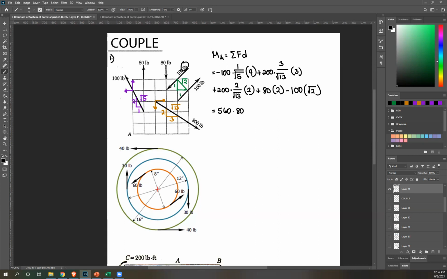Then unit, pound, each square or each side is equal to feet or 1 foot. So unit is pound foot. Okay. It's positive, therefore it's clockwise. So you can know clockwise, or you can write the word clockwise. Okay, so that's number 1. Any questions for number 1? Please answer in the chat.